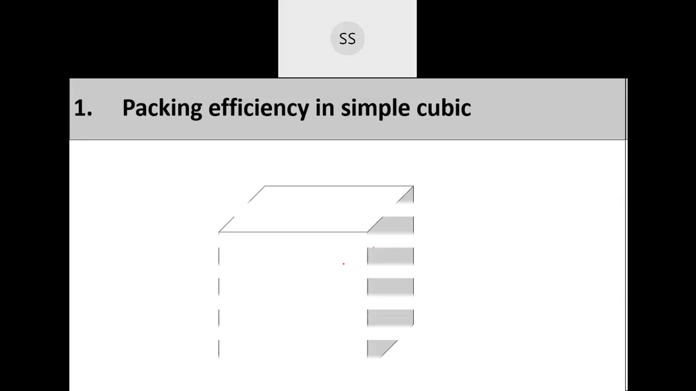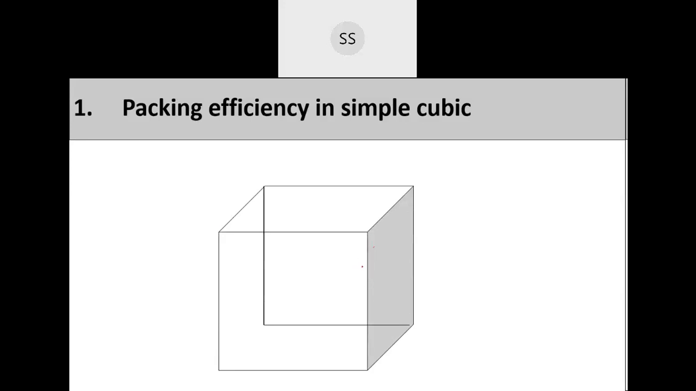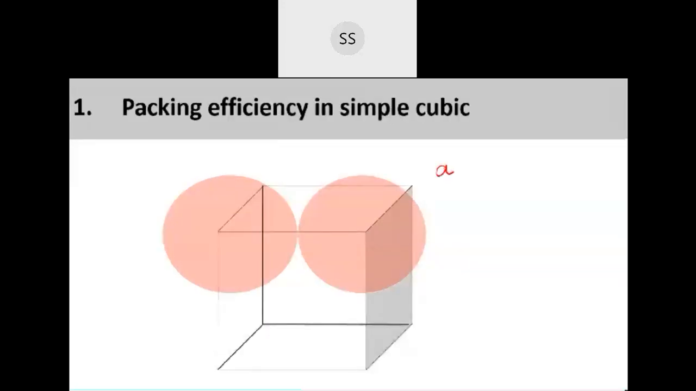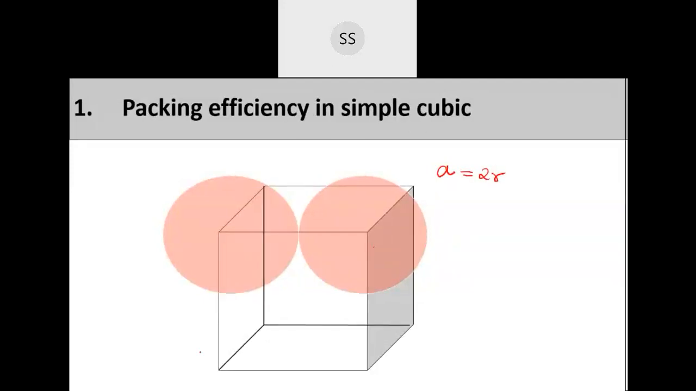So you draw the cube first. Draw the cube and place two atoms. Two atoms are enough because you need to get the relationship between a and r. Everywhere there are 8 atoms, one at every corner, but that is not required because to get the edge length, these two atoms will do the job. So place two atoms exactly from the center. See that the center of the sphere comes at this vertex. Same thing over here also.